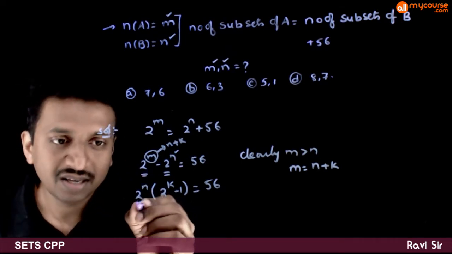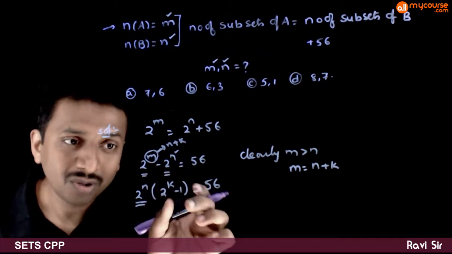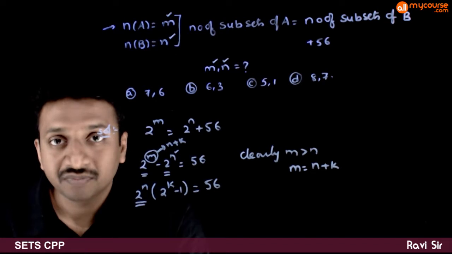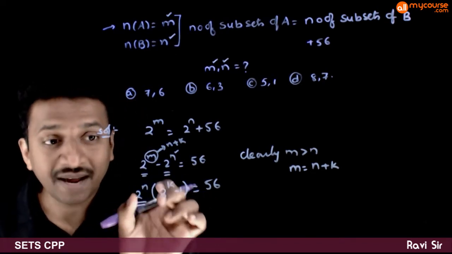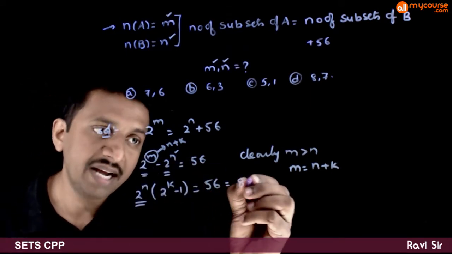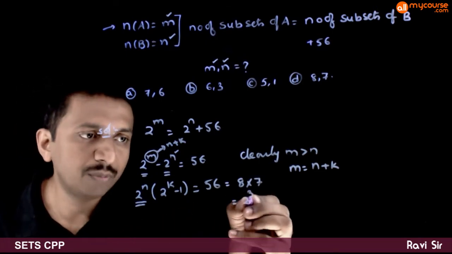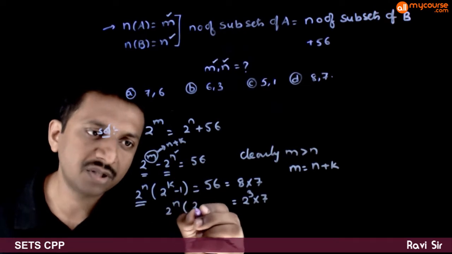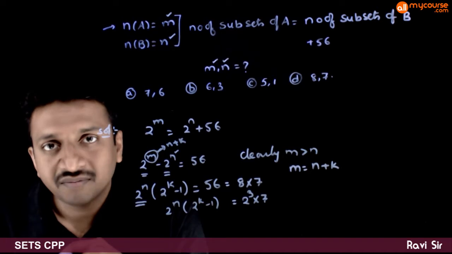Now 2 power n is the term which contains 2. 2 power k minus 1 is an odd number. This does not contain 2. So this has to be equal to 56. Let us compare the prime factorizations of these numbers. 56 can be written as 8 into 7, right? 8 sevens are 56. It is 2 cube times 7. So 2 power n times 2 power k minus 1 is equal to 2 cube times 7.